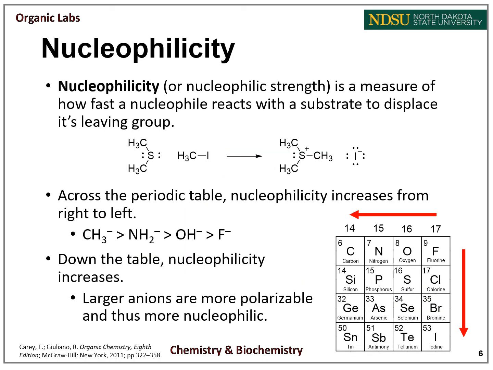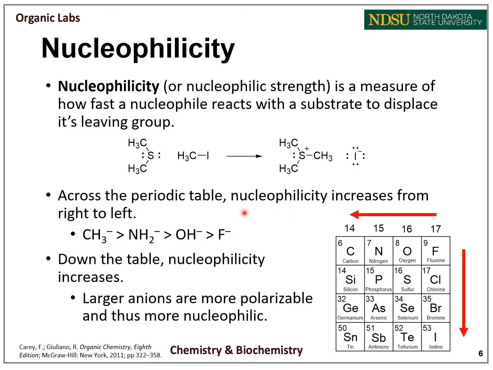So what is nucleophilicity? Well, it can also be thought of as nucleophilic strength, and it's a measure of how fast a nucleophile reacts with a substrate to displace the substrate's leaving group. In this case, we have a reaction shown here, a substitution reaction in which dimethyl sulfide is our nucleophile and iodomethane is our substrate. That nucleophile displaces our leaving group in this case, which is an iodide anion.